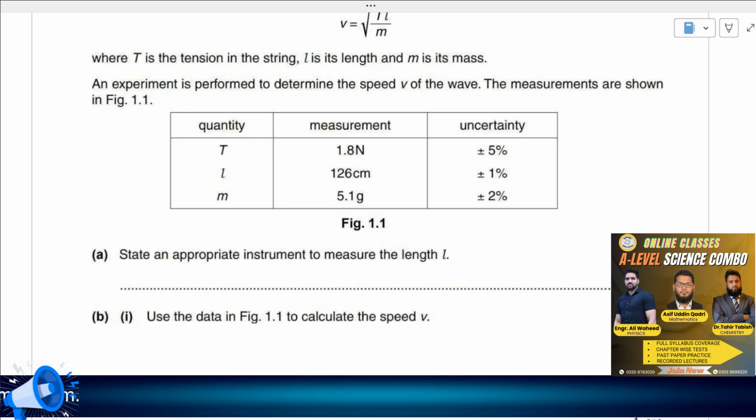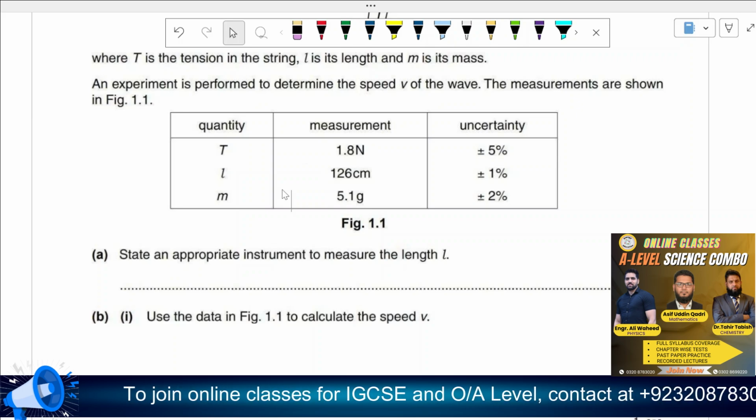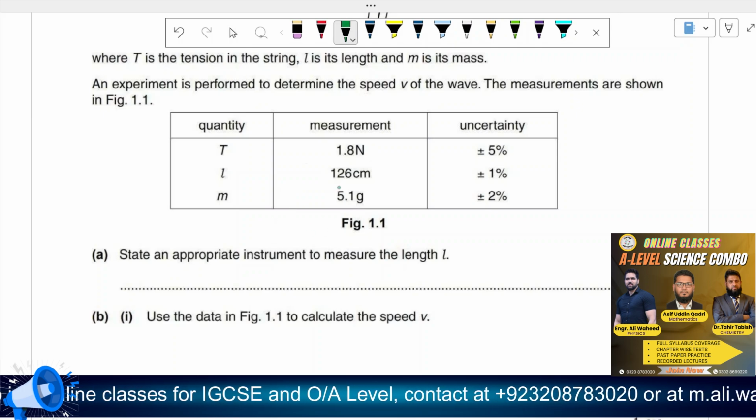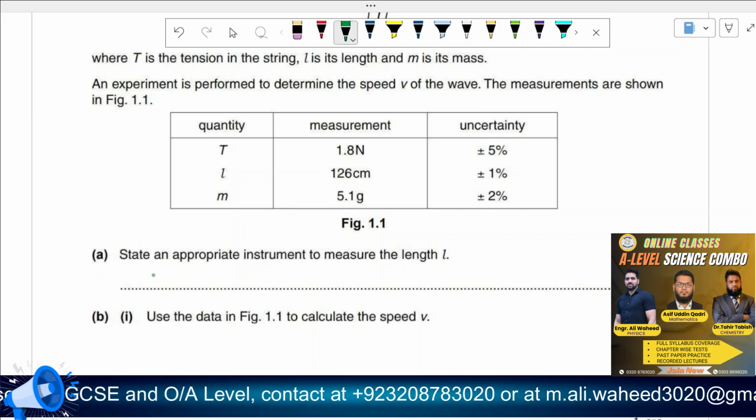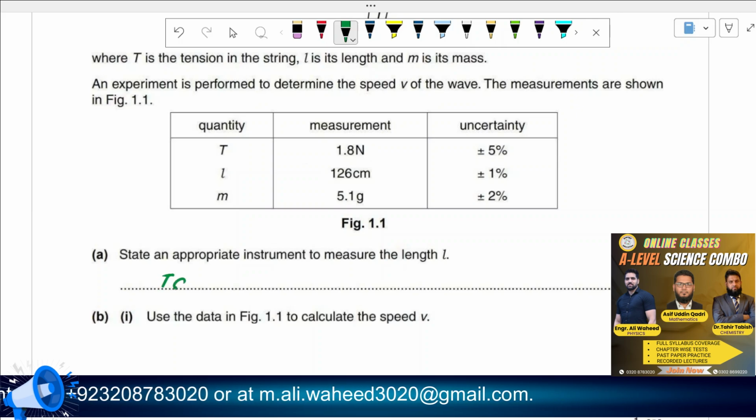In our syllabus, we have 5 length measuring instruments, which include micrometer, vernier calipers, meter rule, tape measure, and trundle wheel. And for this length, we can use tape measure because it's more than 100 centimeters. So tape measure would be perfect.